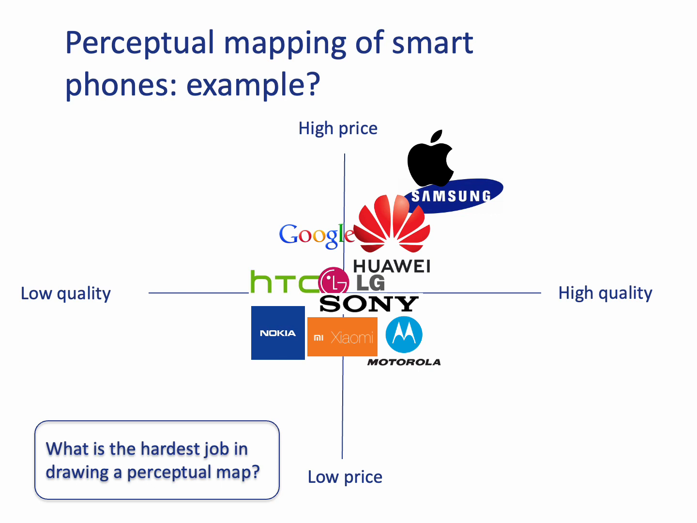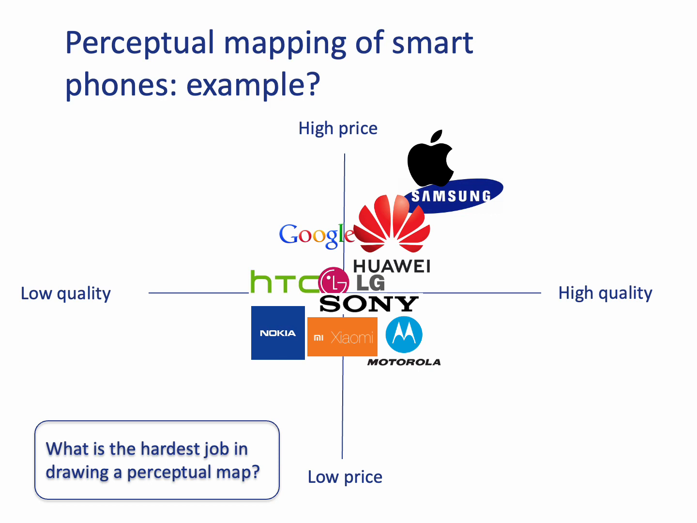Okay, guys. So here is the answer. The hardest job in drawing a perceptual map is identifying those attributes, features, or benefits that would be important for customers. Think about it. How many different factors do people consider when buying a smartphone? What is important for you? For marketeers, identifying those factors is a really challenging task.